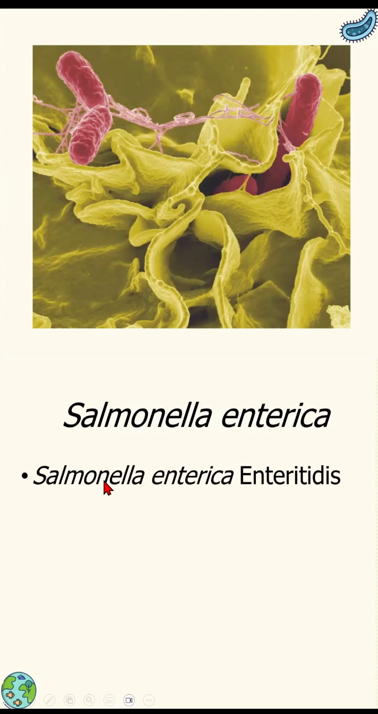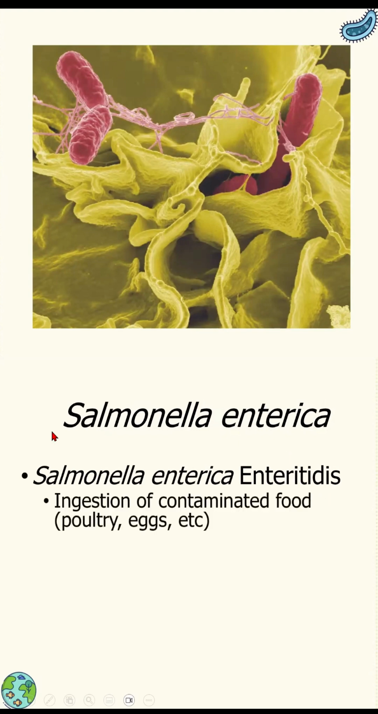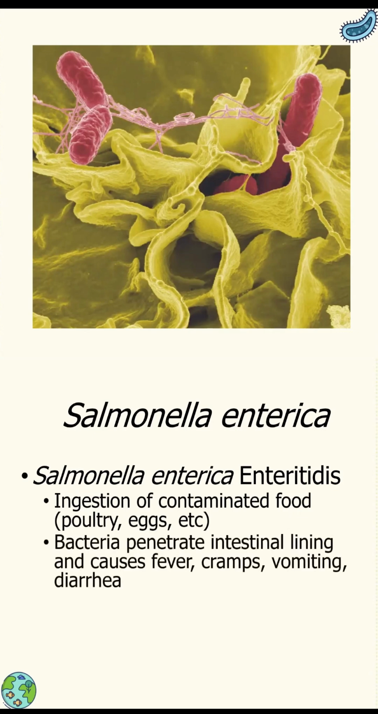So there's two subspecies. There's Salmonella enterica enteritis. This one is ingested through food, of course, so poultry, eggs, etc. Which is why it's important to cook your chicken all the way and all that. And what happens is when you consume this bacteria, it will go into your intestinal lining. It's able to actually penetrate. So this is a picture of the Salmonella bacteria burrowing into your intestinal lining, and eventually it will get into the bloodstream, cause fever, cramps, vomiting, diarrhea, the whole shebang.